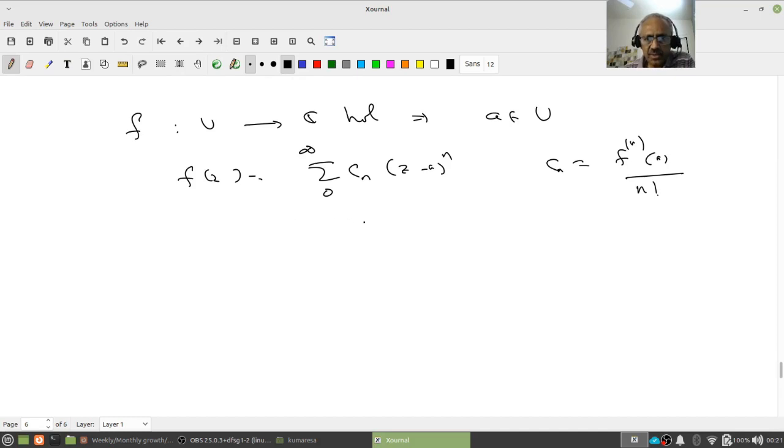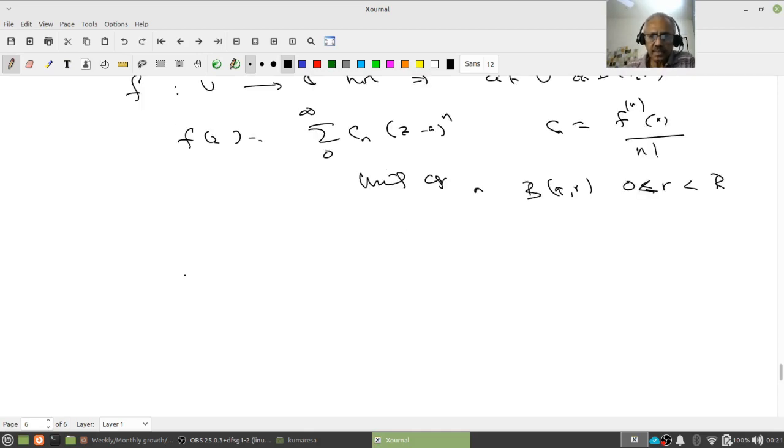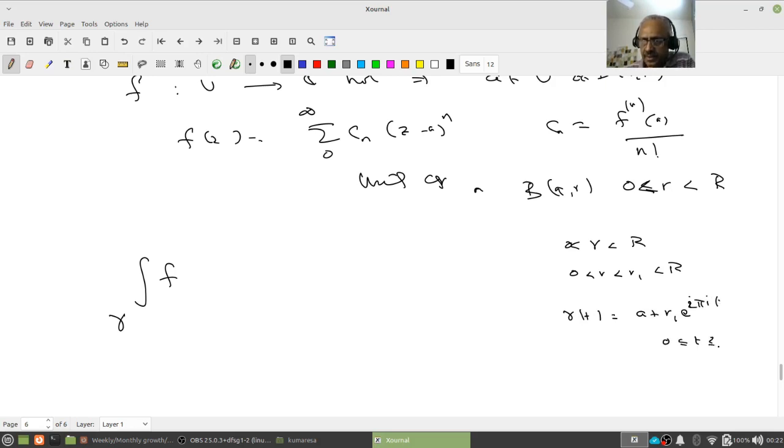Now this is uniformly convergent. Let us look at the closed ball B-bar, and z in B-bar: it is uniformly convergent on B-bar for any r less than capital R. Therefore, if I take 0 less than r less than r1 less than R, let us look at this. Suppose I integrate f over a circle gamma, where gamma(t) is a plus r1 e to the power 2 pi i t, 0 less than or equal to t less than or equal to 1.